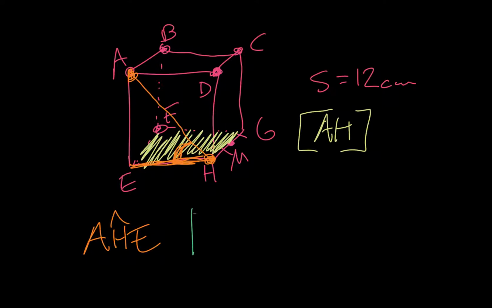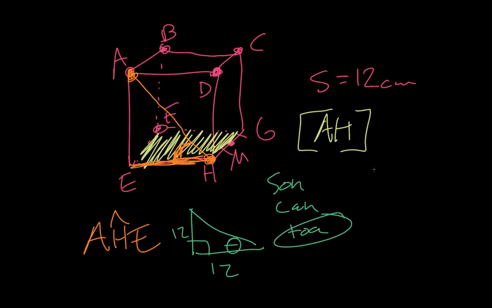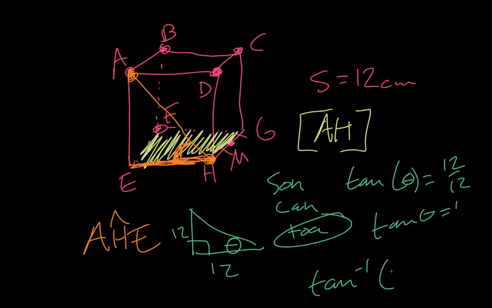And so this problem just becomes a right triangle where we know the base is 12, the legs are both 12, and there's some angle that we want to know. And so it becomes a SOHCAHTOA problem. And what we want to do is figure out which one. So we have opposite and adjacent, so that's tangent. So tangent theta equals 12 over 12. So tangent theta equals 1. And we do the inverse tangent of 1.